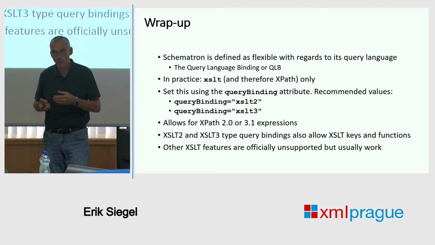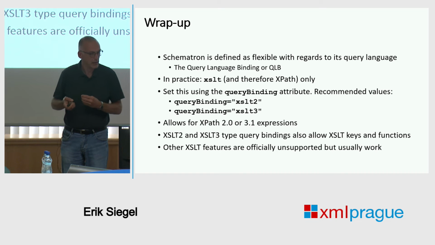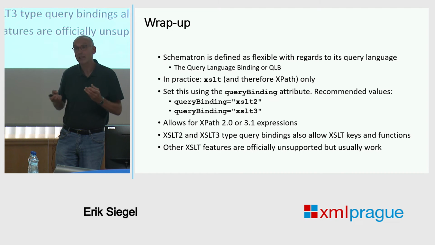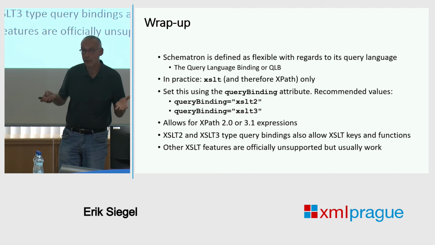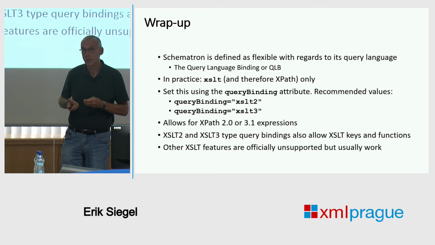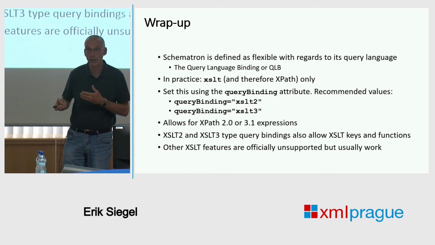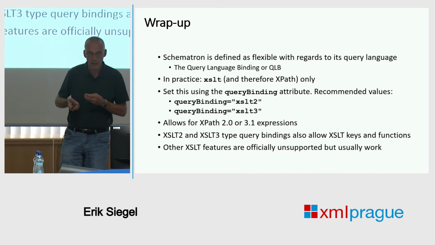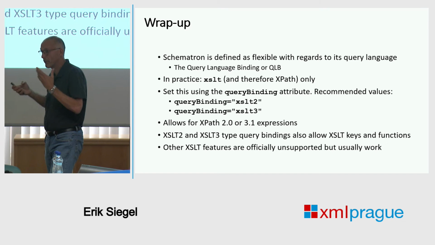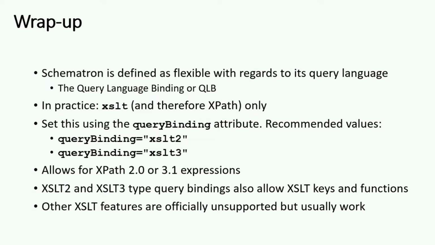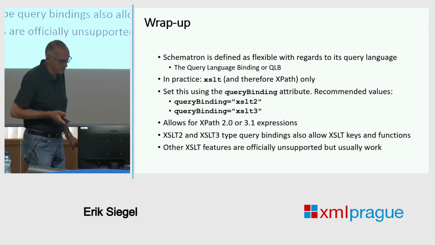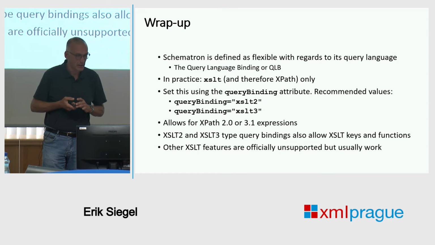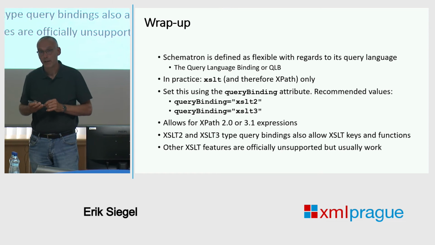Schematron is flexible with regards to its languages, to its query language. In practice, you can only use XSLT as a query language, and the advice is to use XSLT2 or XSLT3 because then you get a more advanced version of XPath that you can use. If you do that, you can also use XSL keys and XSL functions. And if you're sloppy with conformance to standards, you can also use any other XSLT construction in your work. So much for query language binding.